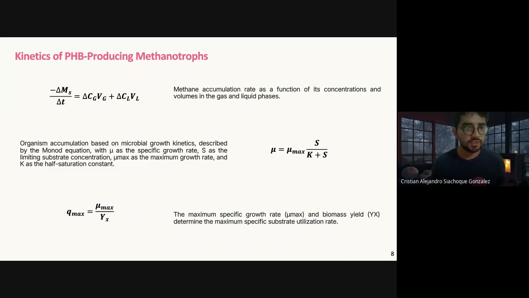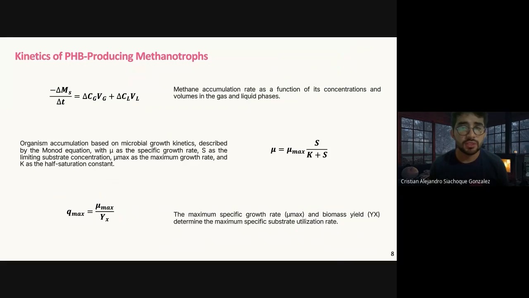Now, in this page, I talk about the kinetics. In this first equation, we can see it describes a batch system with controlled volume.